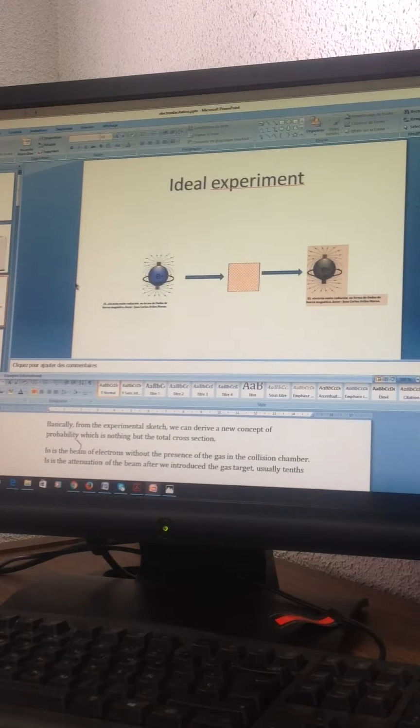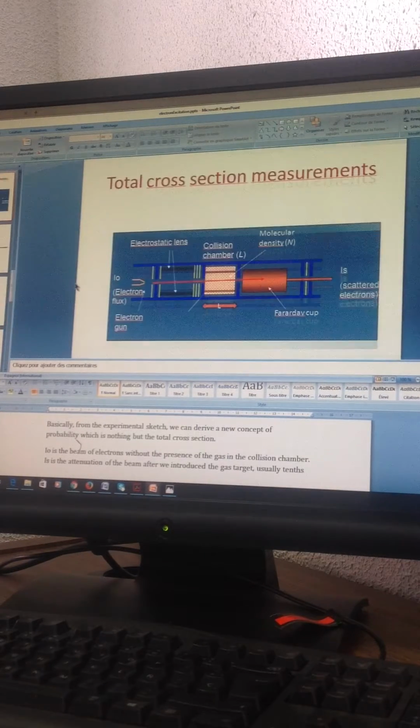And this is now the new type of experiment. This is the kind of experiment one has to do in order to get a total cross-section. From this experimental sketch, we can derive a new concept of probability, which is mathematically not exactly a probability, but still physicists call it a probability or total cross-section.